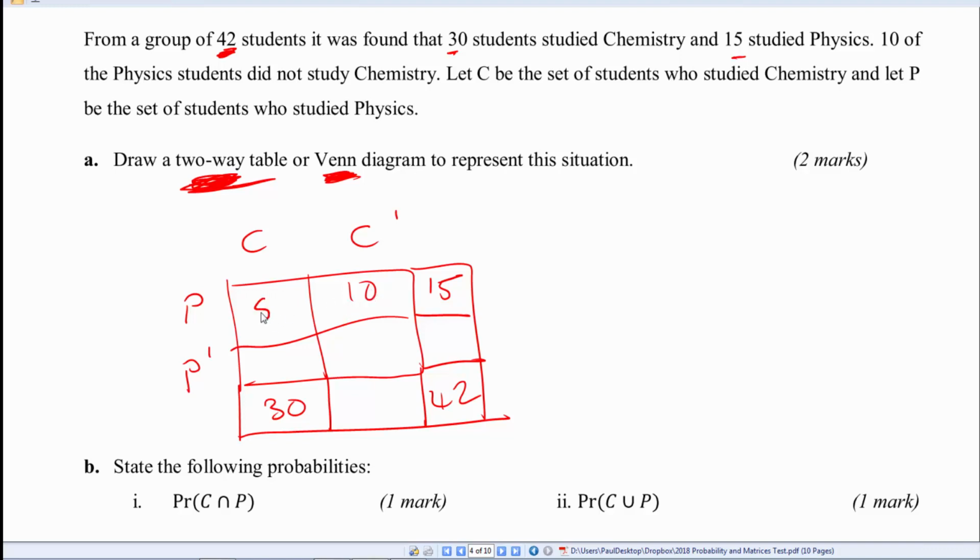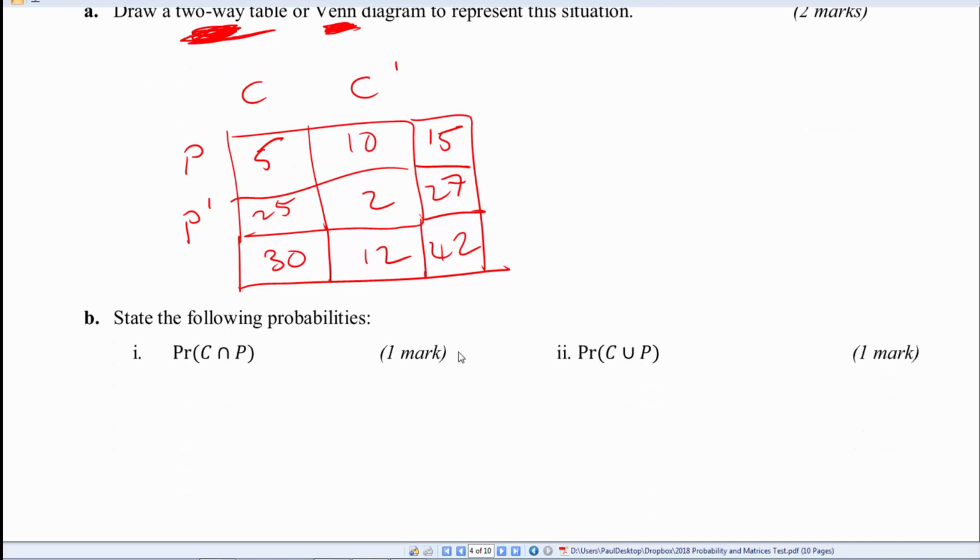what we're going to do is start to make everything add up. So this must be 5, because 5 plus 10 must total 15. This one here must be 25, because 5 and 25 has to equal 30. This one here, let's do this one, that's an easy calculation. 30 and 12 is 42. That must be 2, that must be 27. So we're presuming that 15 and 27 must equal 42, which it does.